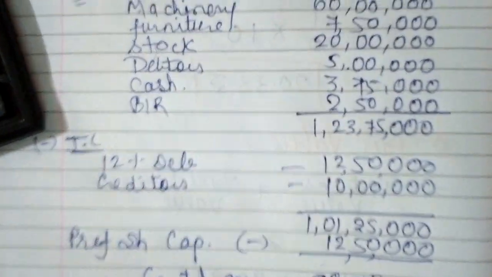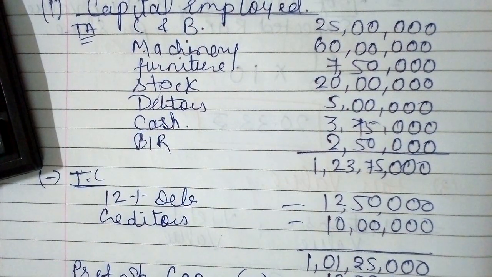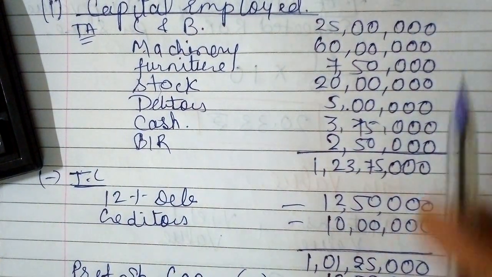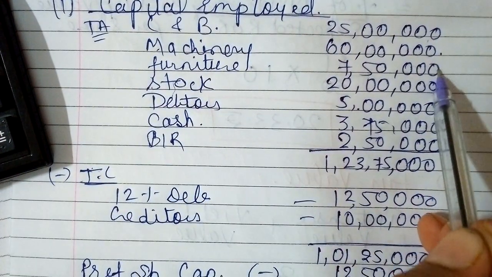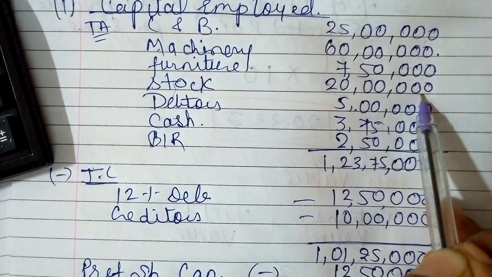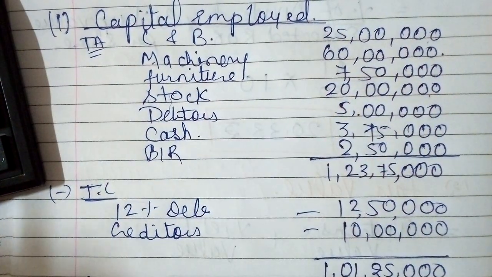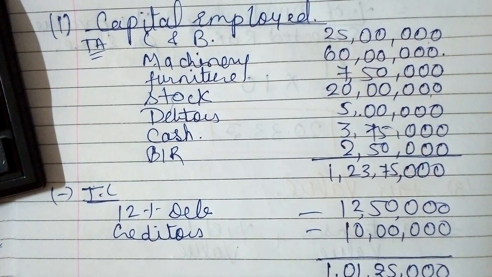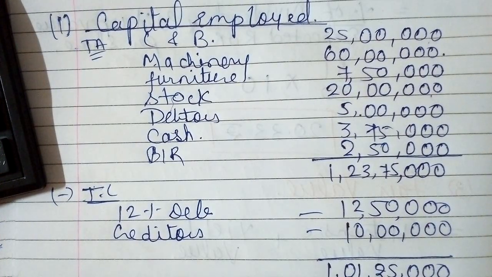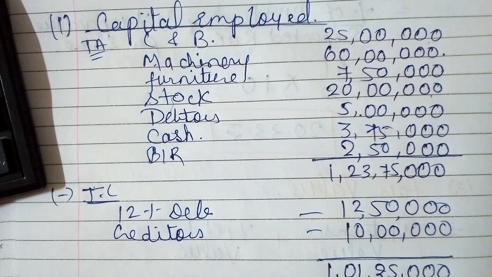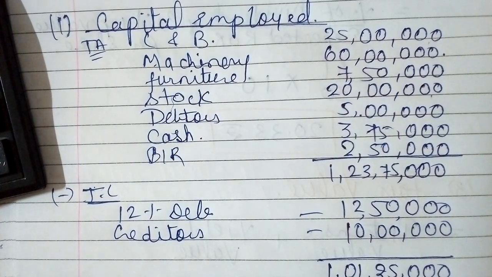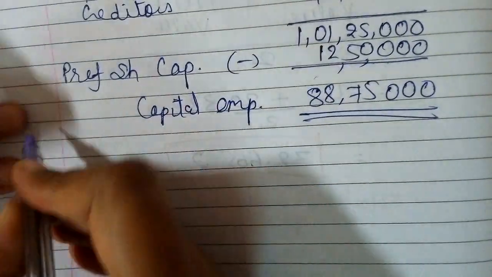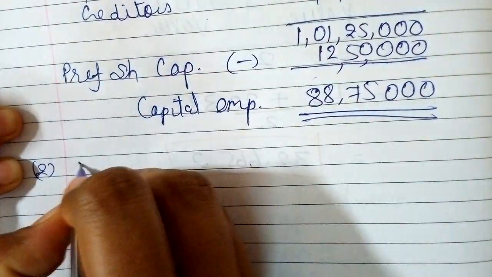Alright, let us have a look at it once again. Land and building doubled, machinery doubled, furniture doubled, and stock doubled. So you can remember like that all the fixed assets would be valued at double, plus from the current assets only the value of stock can be doubled, other current assets will remain the same, right? So now capital employed is 88,75,000.